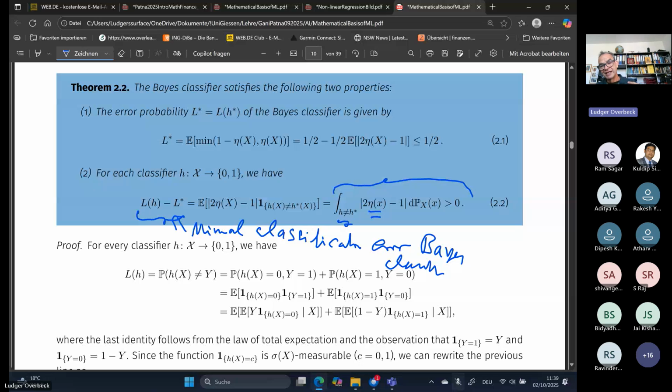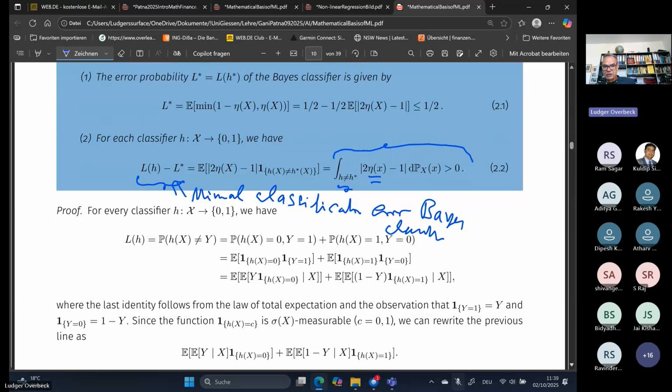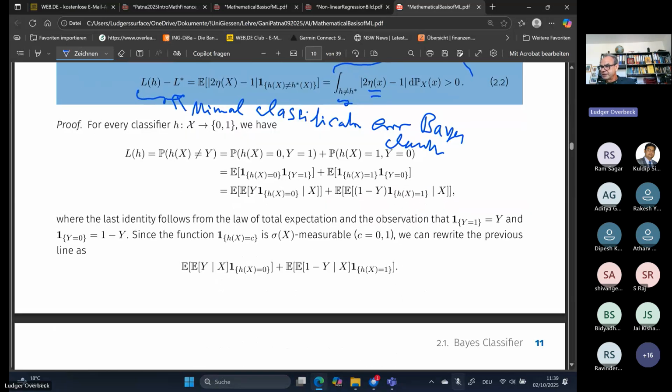I cannot be better than the Bayes classifier, which is based on the conditional expectation, namely I classify to be 1 if the conditional probability of being a 1 is larger than half. That's nice, naive, good, and it's best. But we don't know the Bayes classifier.